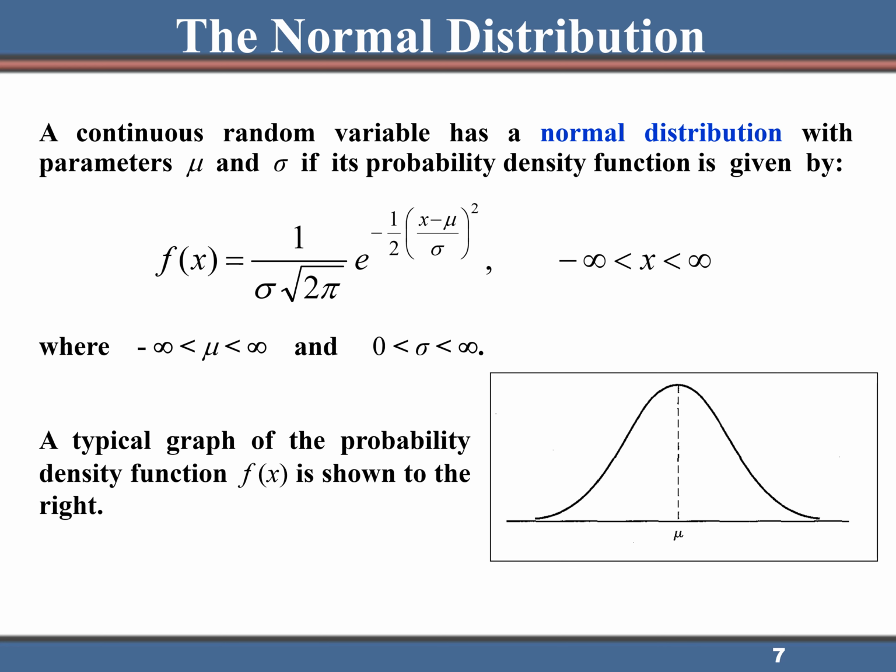The normal distribution is the most important distribution in statistics. It was discovered when mathematicians were studying errors in measurements. The probability density function f of x is given here together with a typical graph of this function, which we usually refer to as the normal curve.